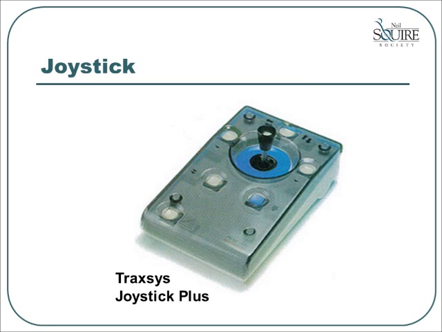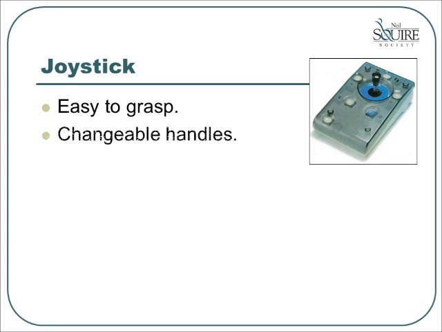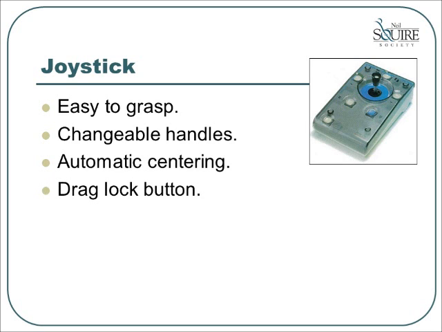The next type of mouse that we will look at are called joysticks. Joystick mice look very similar to the joysticks that you may see on a power wheelchair. They are easy to grasp. Most have changeable handles. When you release the joystick, it will automatically center. They have a specialized drag lock button built into them to assist when highlighting text or moving objects on the screen.